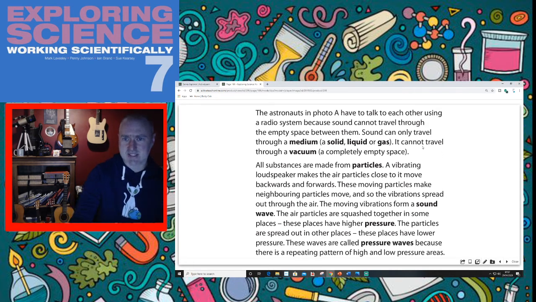So this basically says that it can only travel through solid, liquid and gas. It uses the term medium for that, all right? And if you're not sure, a medium is a material something travels through. And it will be a solid, liquid or gas for the sake of sound. We've talked about the particles vibrating. We've talked about pressure waves being a pattern of high and low pressure areas.